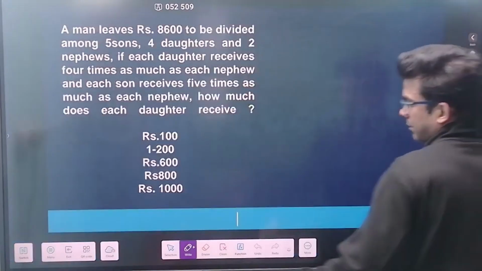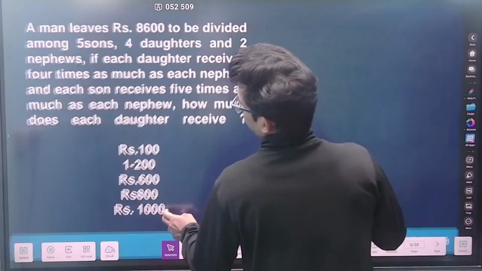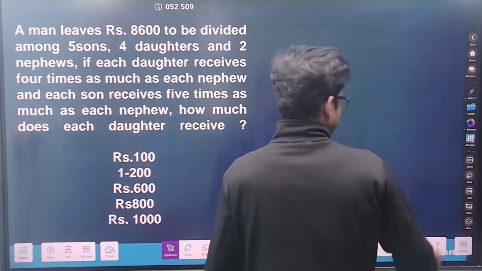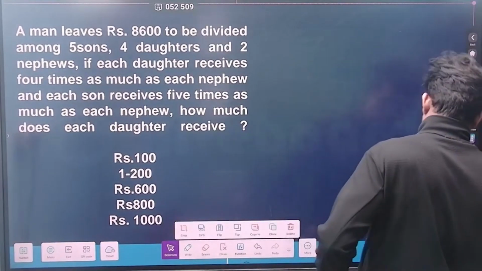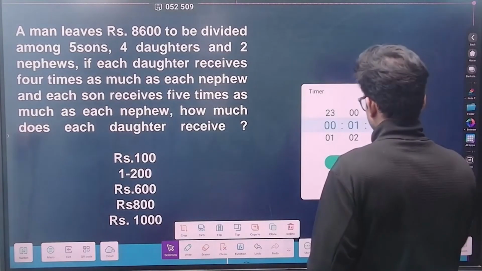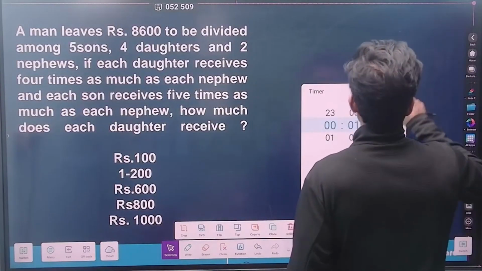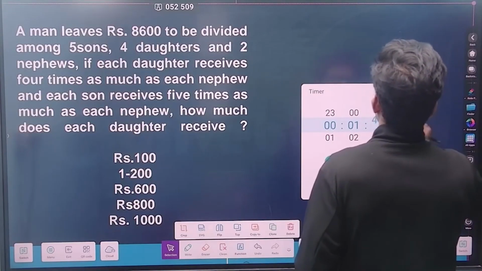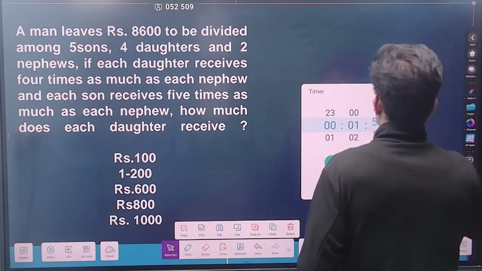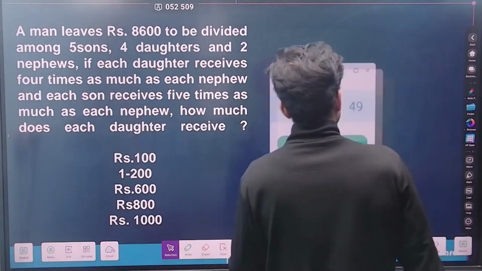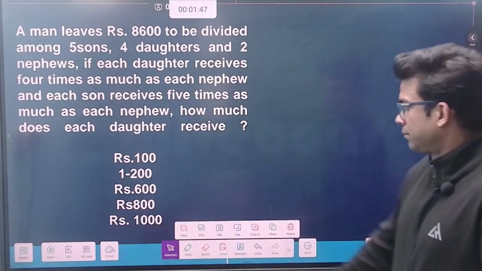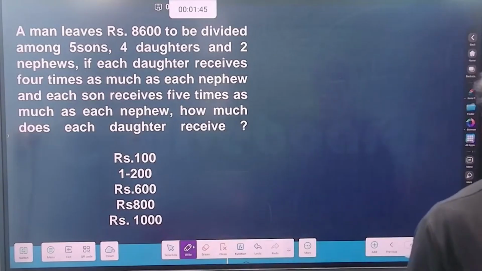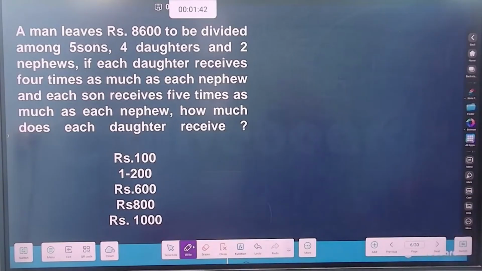Come on, solve this. Again, a very good question, I would say. Let me give you the timer. 1 minute 50 seconds I would give you. Solve, everyone. Apply your brain.